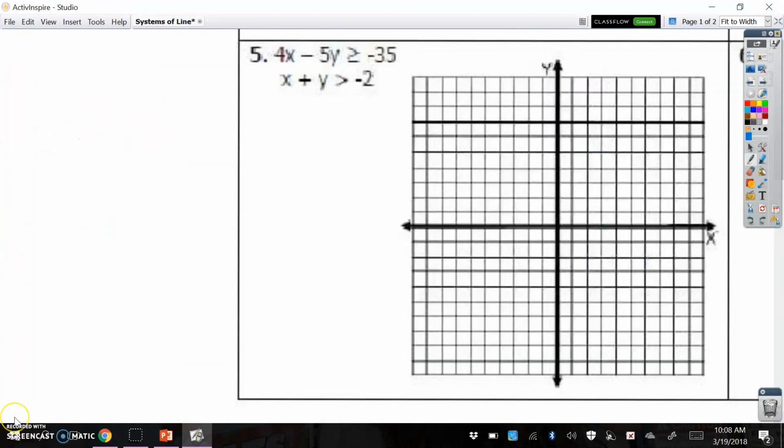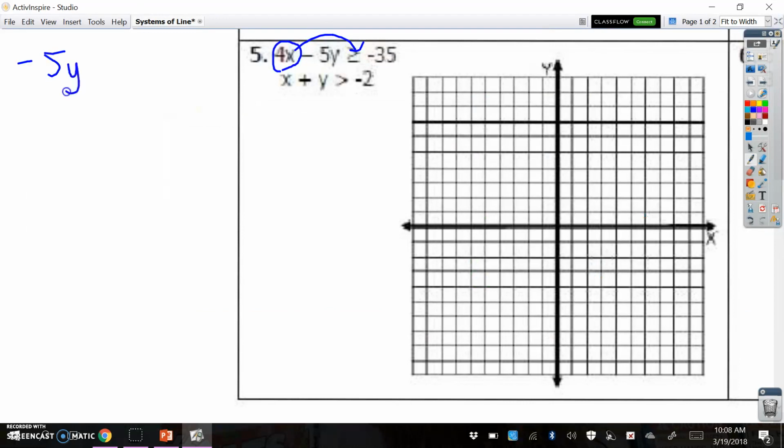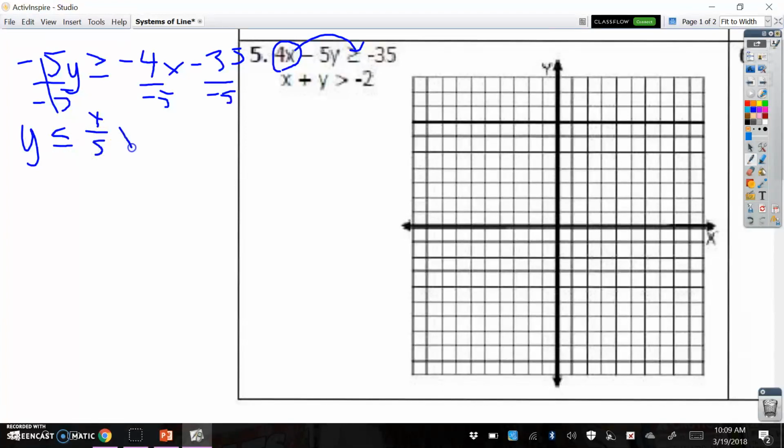All right, next one. Number 5. So we need to move that 4x over. So we have a negative 5y greater than or equal to negative 4x minus 35. Okay, divide them all by that negative 5. So we have y. The sign flips because we divided by a negative. Negative 4 divided by negative 5 is just positive 4 over 5 x. Negative 35 divided by negative 5 is positive 7.